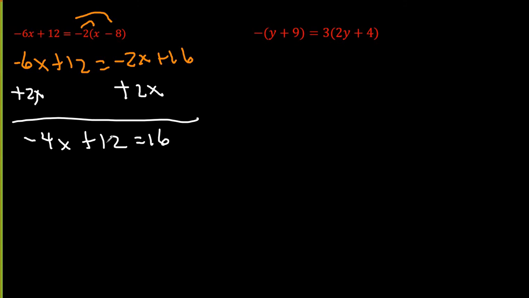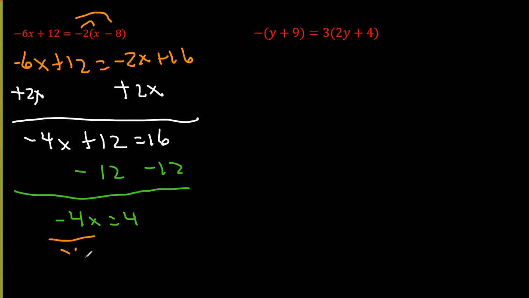Now we're going to get rid of the stuff that's on the same side of the letter but not touching it. That's the positive 12. So we subtract 12. That gives us negative 4x equals 4. And then we can divide both sides by negative 4. And x equals negative 1. And again, for all of these, you can put your answer into the original equation to make sure that it matches.